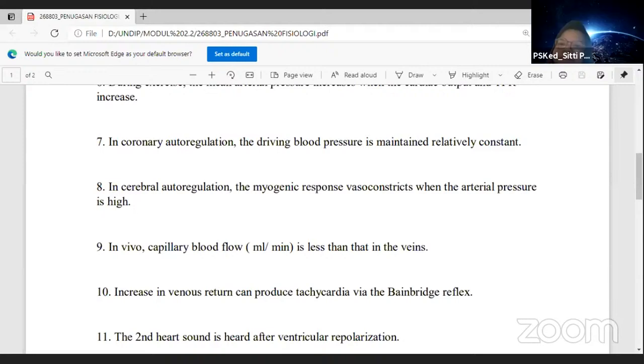Okay, doctor. Number eight, in cerebral autoregulation, the myogenic response vasoconstricts when the arterial pressure is high. In my answer, I choose false. It's false, huh? What is the reason? I'm sorry, I think that's true. It's true. Okay. I'm sorry, professor. Can you explain a little bit?